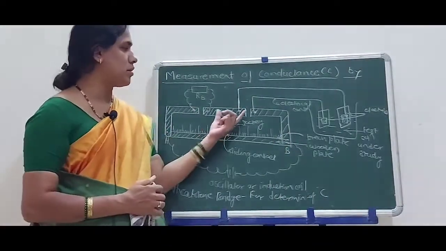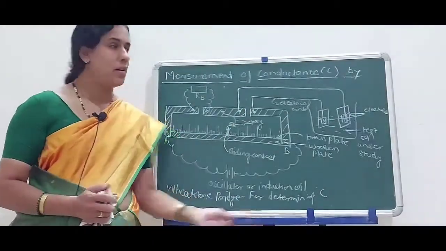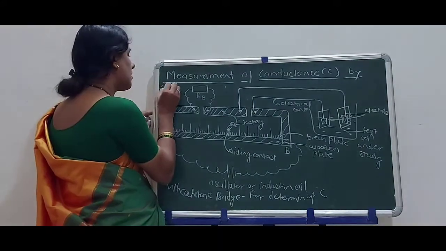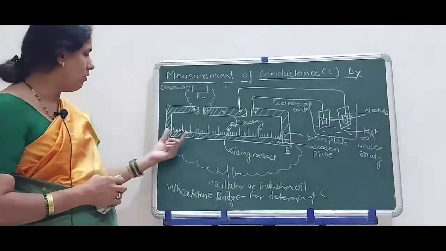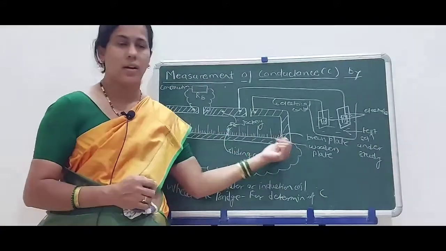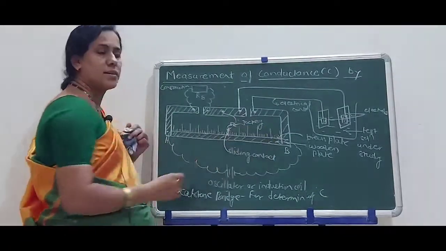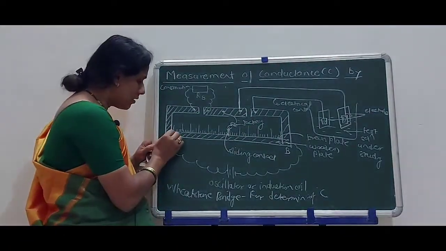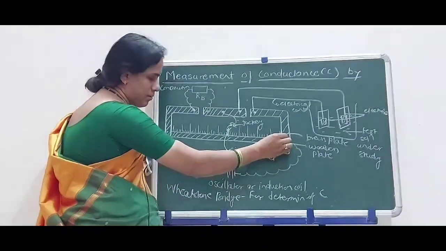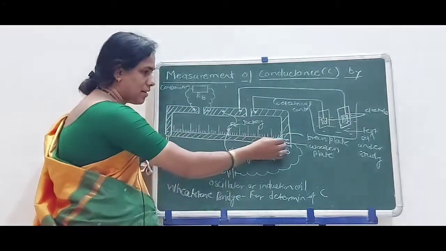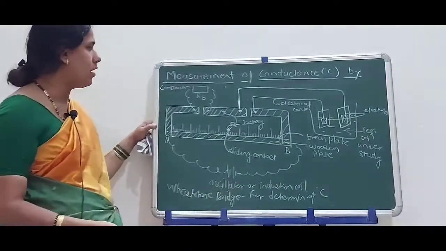This is the diagrammatic representation of the measurement of conductance by using the Wheatstone's bridge method. First of all, we will see its construction. It consists of a wooden plate in which a brass strip is located, along with a meter scale with some readings. This is one end of the brass meter strip and this is the second end. From the first and second ends it is attached to an oscillator for electrical contact.